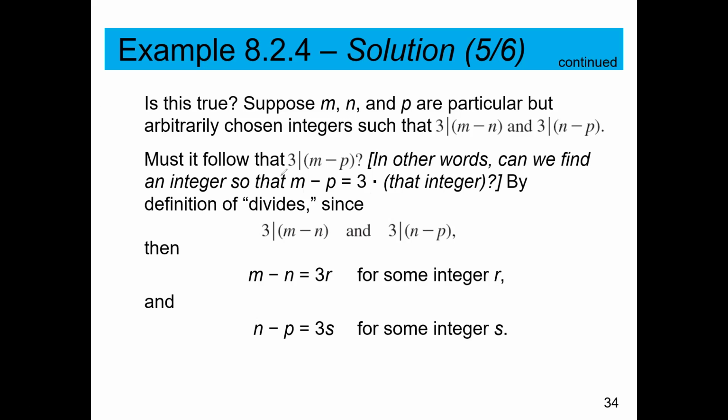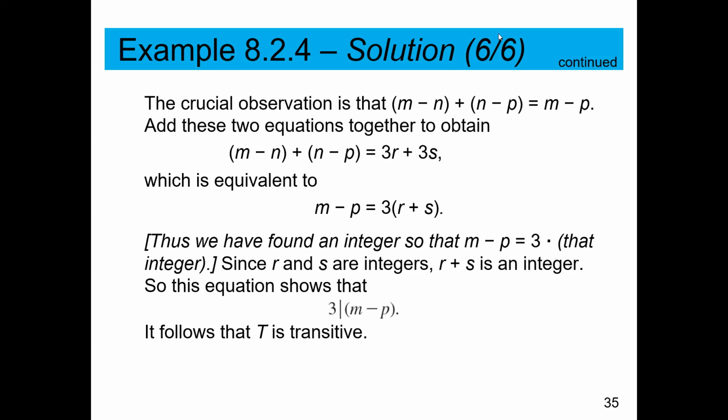Well, the way we do that is we simply look at, well, if m goes to n, then it's equal to 3 times some r. And n minus p is equal to this. Well, how do I deal with this? Well, notice if I add these two lines right here together, the m, it's going to end up with m minus p because the n's are going to end up canceling out.